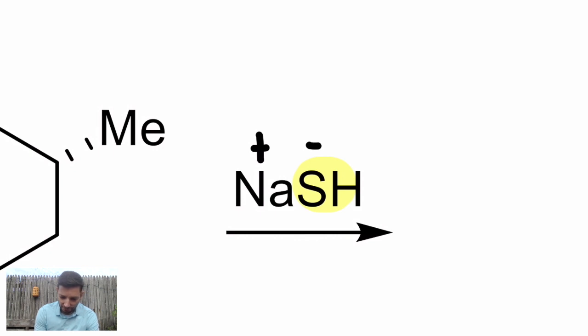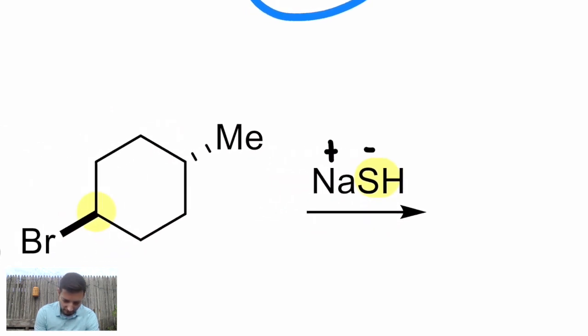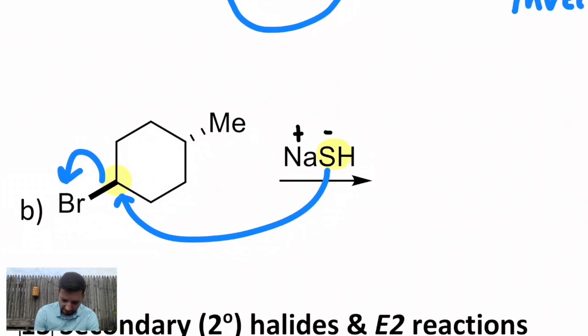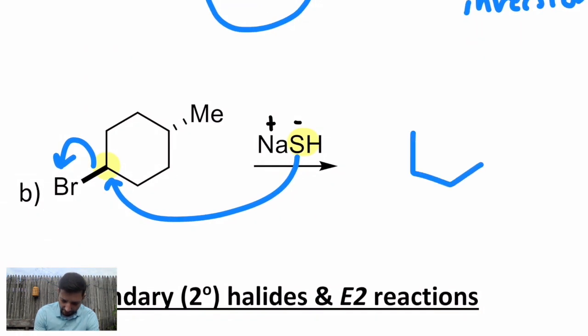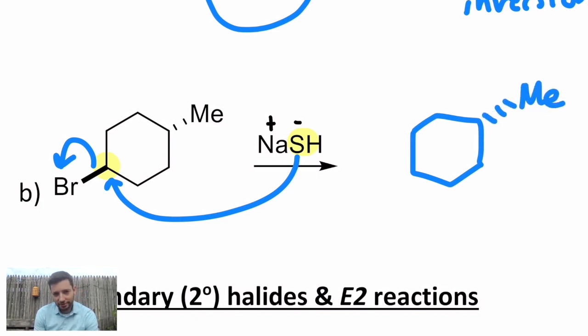So draw an arrow from the sulfur to the carbon with the bromine and draw the bromine leaving. And then what's your product? We have a 6-membered ring. We have this methyl up here, along for the ride. Now there's still inversion of stereochemistry at this center.